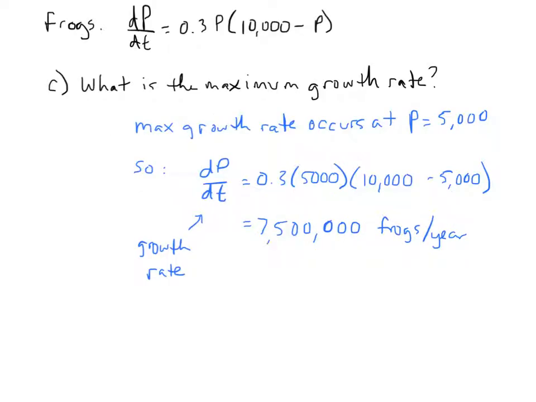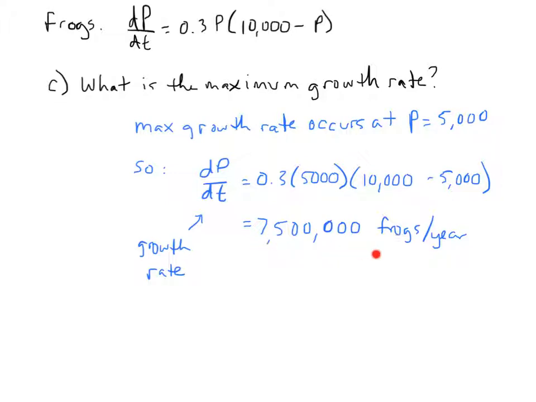Alright, relevant information at the top still, frogs, same dP/dt. And now we need to know what is the maximum growth rate. So I know that the maximum growth rate happens at 5,000 frogs. So that's my population size. And I just plug that into dP/dt. So P is 5,000, and everything else stays the same. M is still 10,000, k is still 0.3.